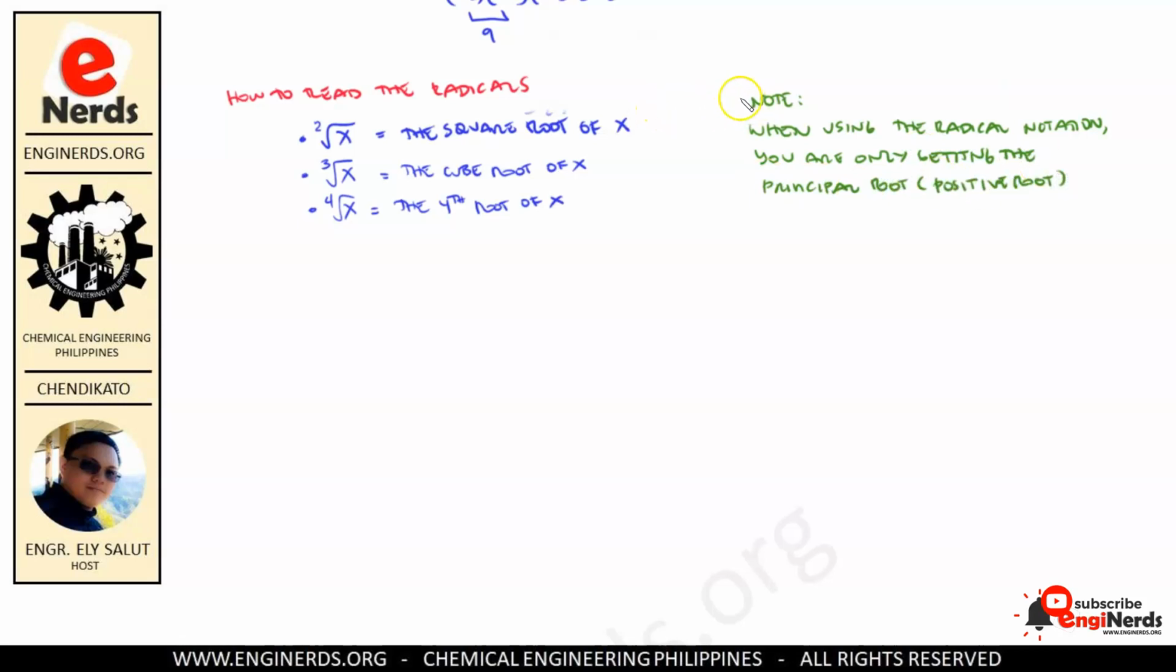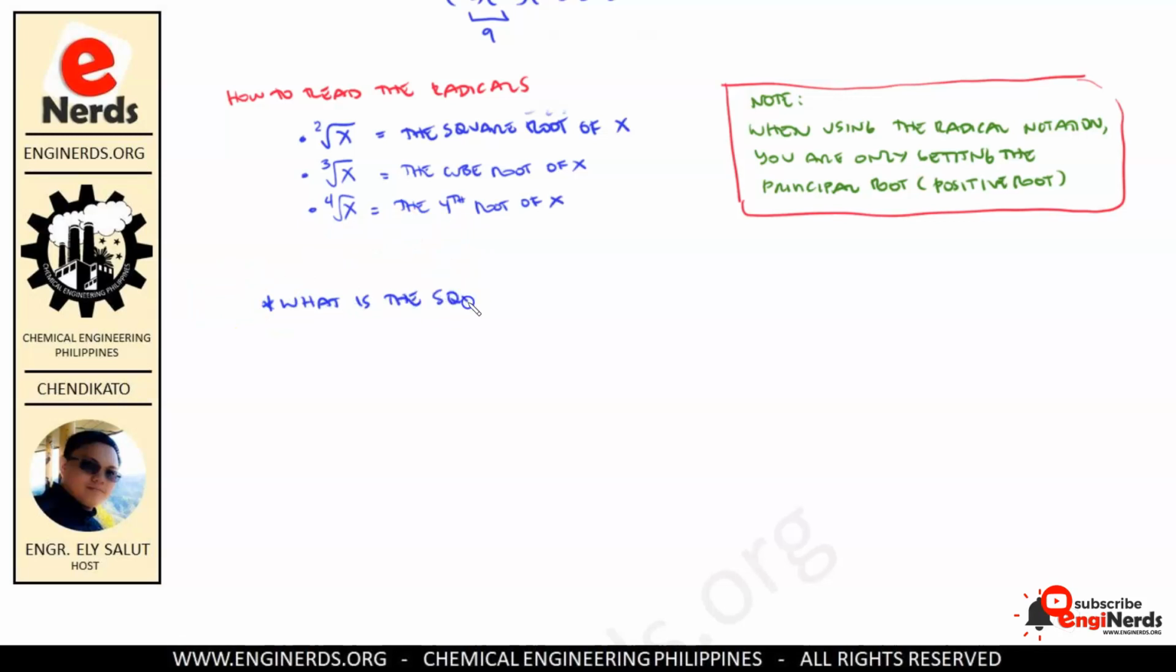Okay, so I will box it para ma-highlight natin siya. So, anong ibig sabihin natin dyan? If we say, for example, what is the square root of 25, we will have two answers, positive 5 and negative 5.